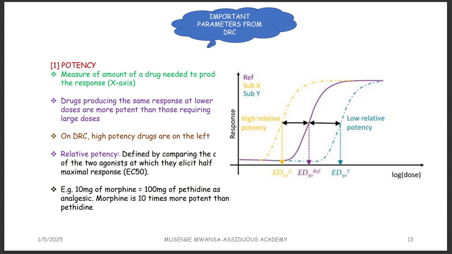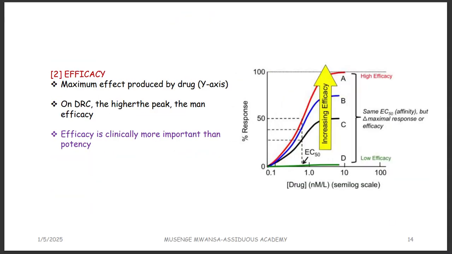So relative potency is defined by comparing the potency of two agonists at which they elicit the half maximal response. Relative, like you have got drug A and drug B, you're trying to compare them. For example, we're going to say drug A is 5 times more potent than drug B. That is the relative potency. I've said that more potent drugs fall on the left side, because the left side represents a small concentration on the x-axis.